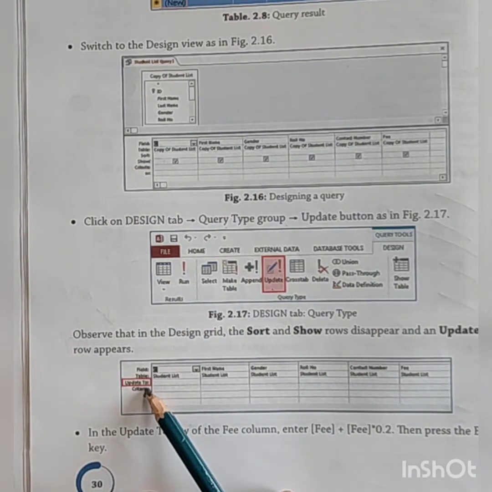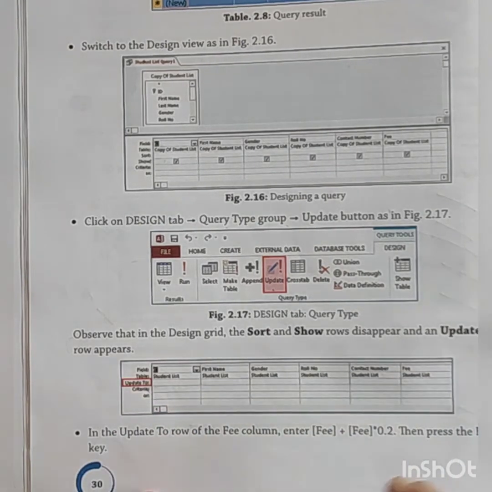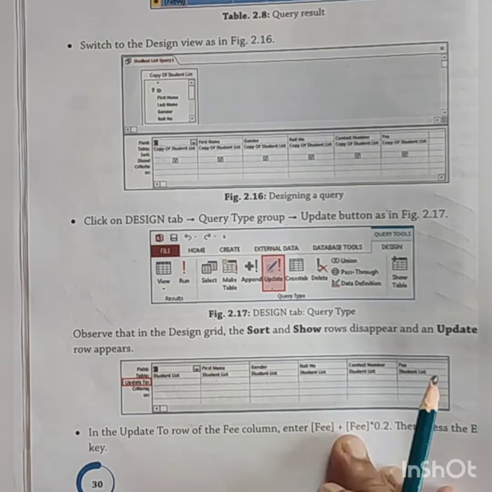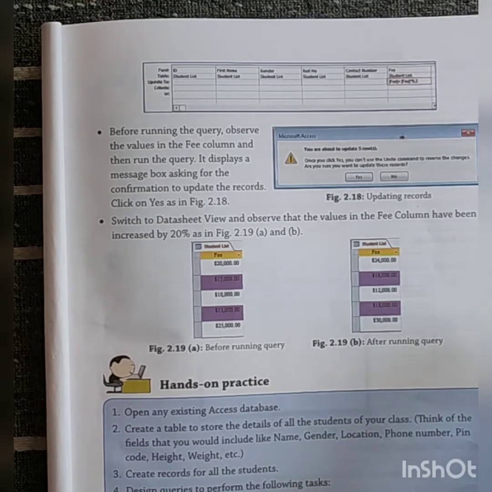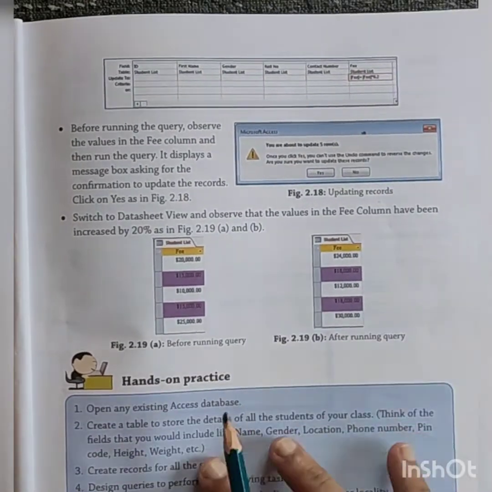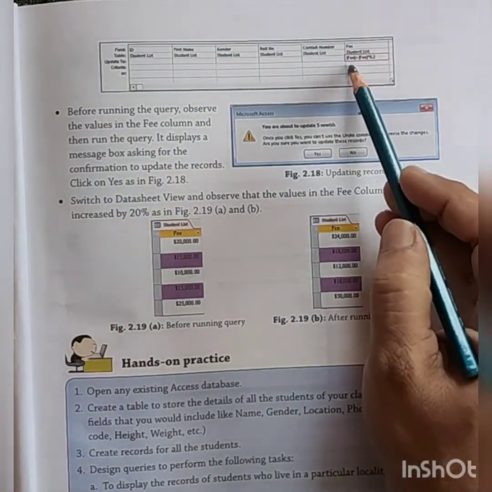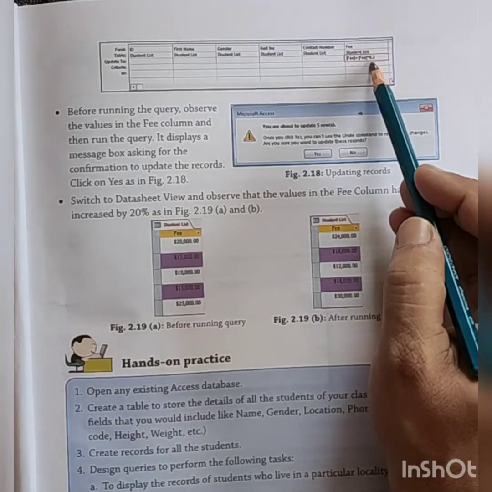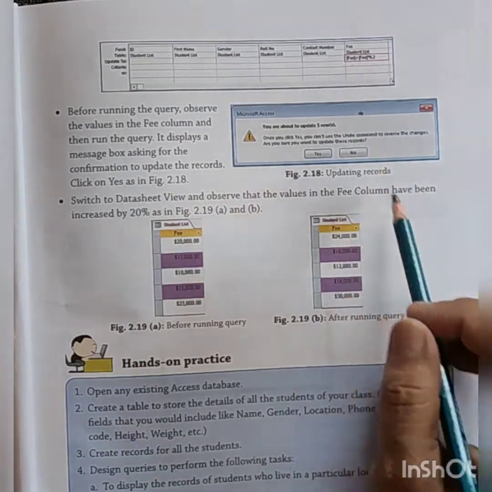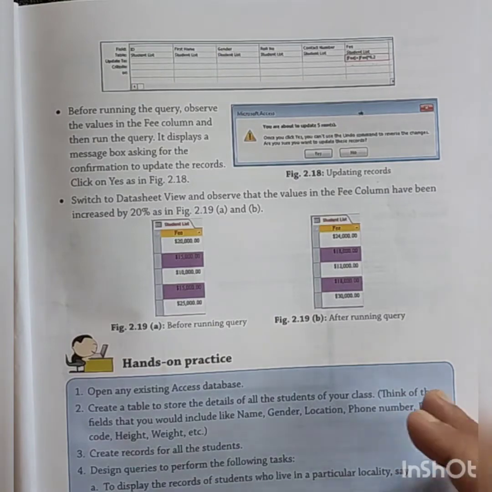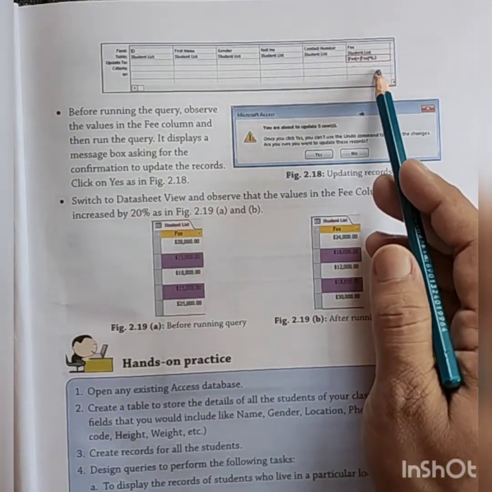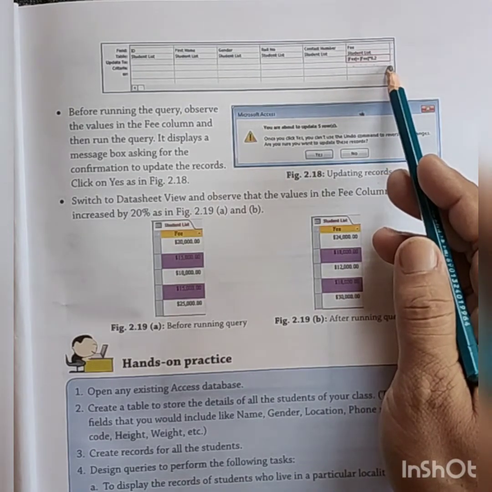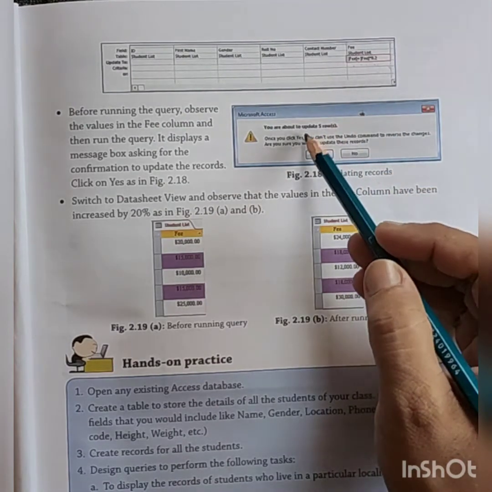Then you will put your formula. For example, I put my formula in the fees field. I'll show you how. Here in the fees option, I am putting the value: fees plus fees into 0.2, which means the fees will increase by 0.2%. After writing the formula, I save it and run the query.